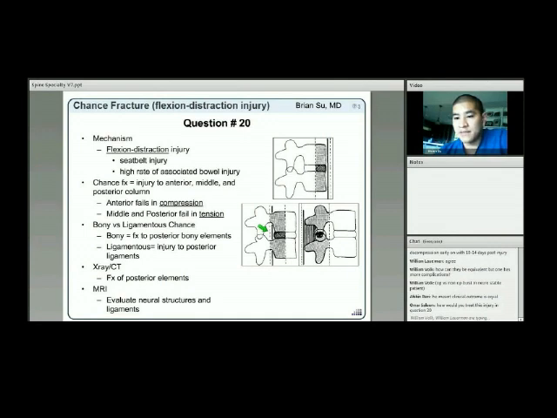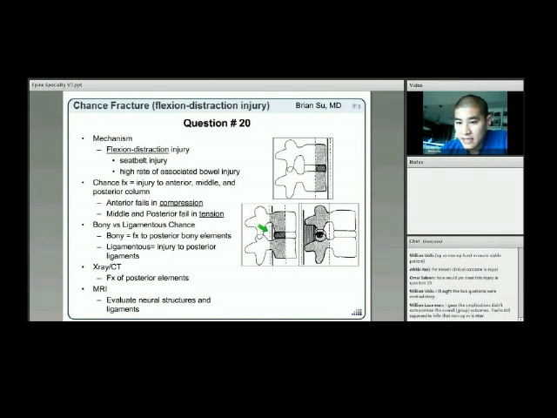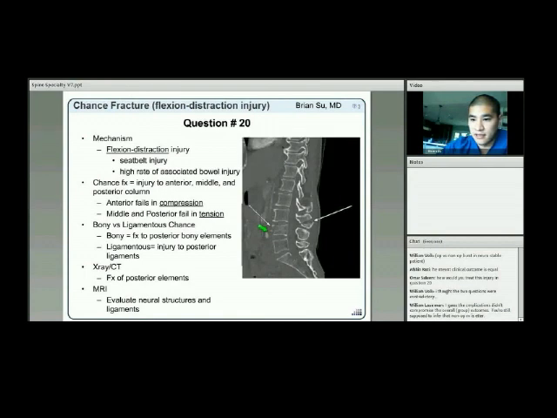There are two types. There's a bony and ligamentous chance fracture. A bony is fracture to the posterior elements. A ligamentous injury or ligamentous chance is injury to the posterior ligaments. You can get an X-ray or a CT. The CT can show fracture of the posterior elements, and the MRI is for evaluation of the neural structures as well as the ligaments. And here you can see that there clearly is disruption of the spinous processes in a bony chance.